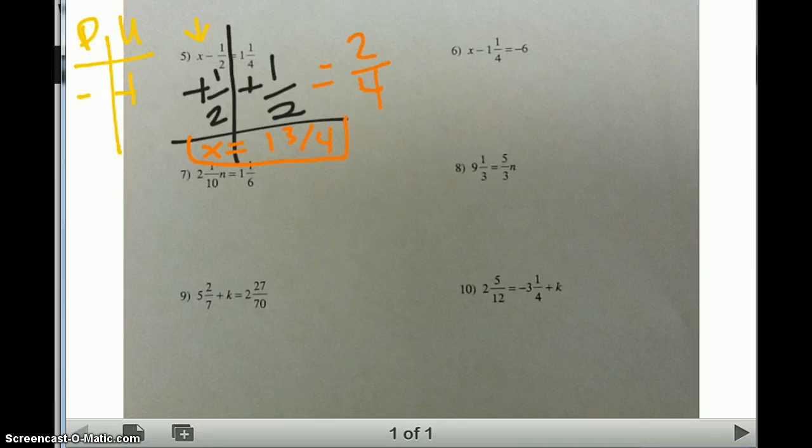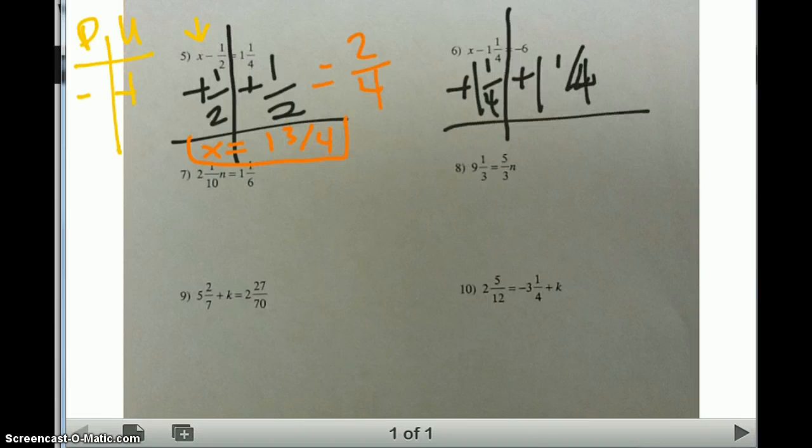All right, let's hop over to number 6. Now this one we've got to be a little bit more careful on. So I put my line down again and I say, okay, what's happening to that X? I'm subtracting 1 1/4. So in order to undo subtract, I have to add. Good. So I'm going to add 1 1/4 to both sides. Now this cancels out to 0, and the additive identity property says I don't have to write that 0, and so we're good. So now I've got -6 plus 1 1/4.